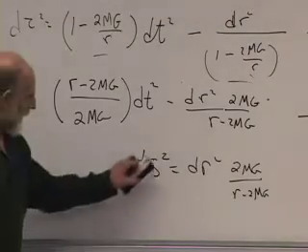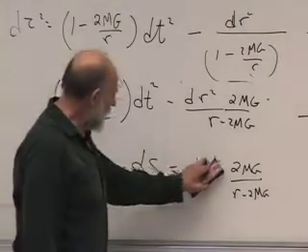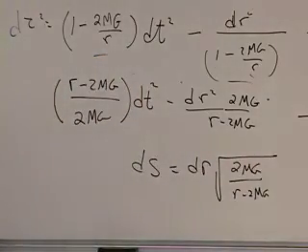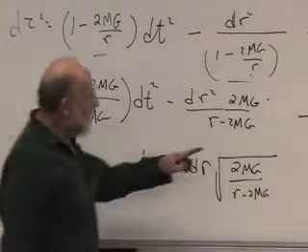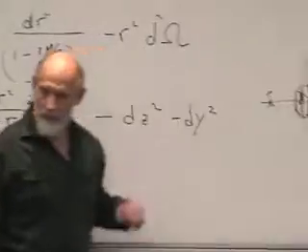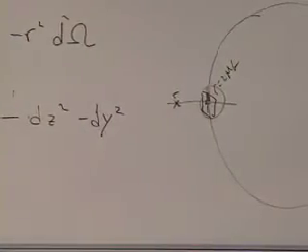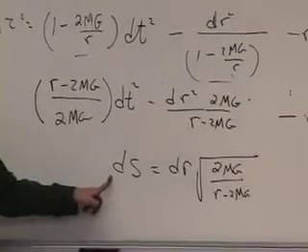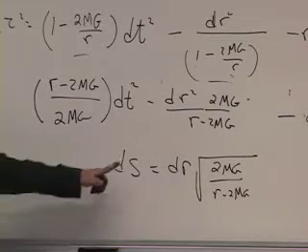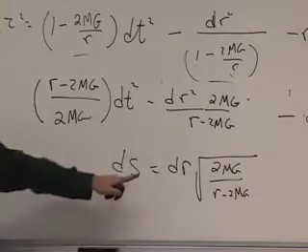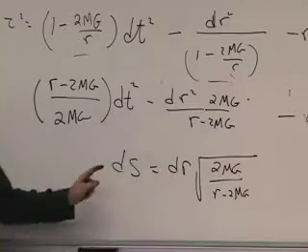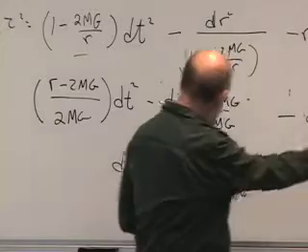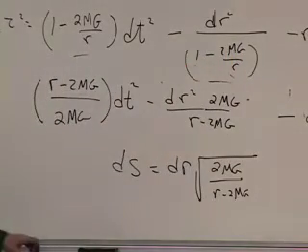Okay, we take the square root of that. Now, how do we find the distance from this point to that point? We have to do an integral. The distance is the integral of this. This is the differential distance when you change r by a little bit. If we actually want the distance from r equals 2mg to an arbitrary point, we have to integrate.